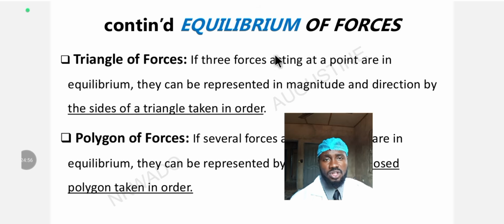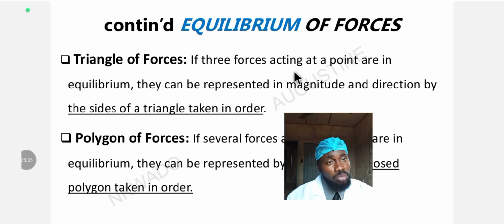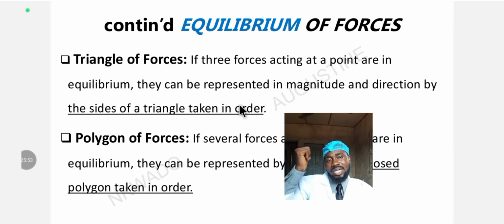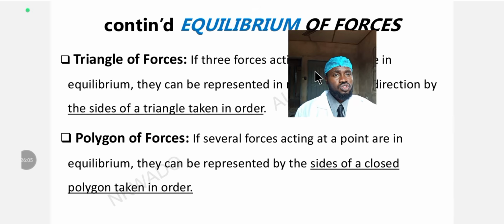Still under equilibrium of forces, triangle of forces. What does it entail? If three forces acting at a point are in equilibrium, that's their forces are 0, they can be represented in magnitude and direction by the sides of a triangle taken in order. That's a vector. Remember our vector diagram where we had an angle like this with angle 45 in the middle? That vector diagram where we treated vectors. That's the illustration of this triangle of forces.